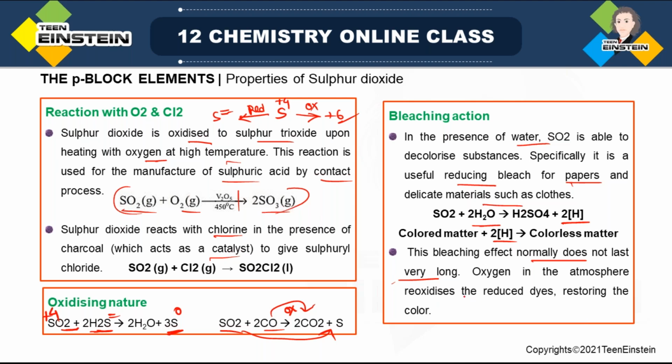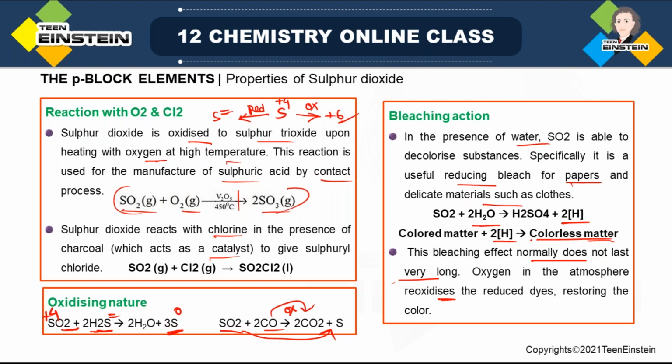So how is it possible? Oxygen in the atmosphere reoxidizes the reduced type, because here the bleaching action is because of reduction, not because of oxidation. So as it is reduced, suppose you are keeping the colorless matter in open atmosphere for a long time, now this atmospheric oxygen will oxidize it again to the colored matter.